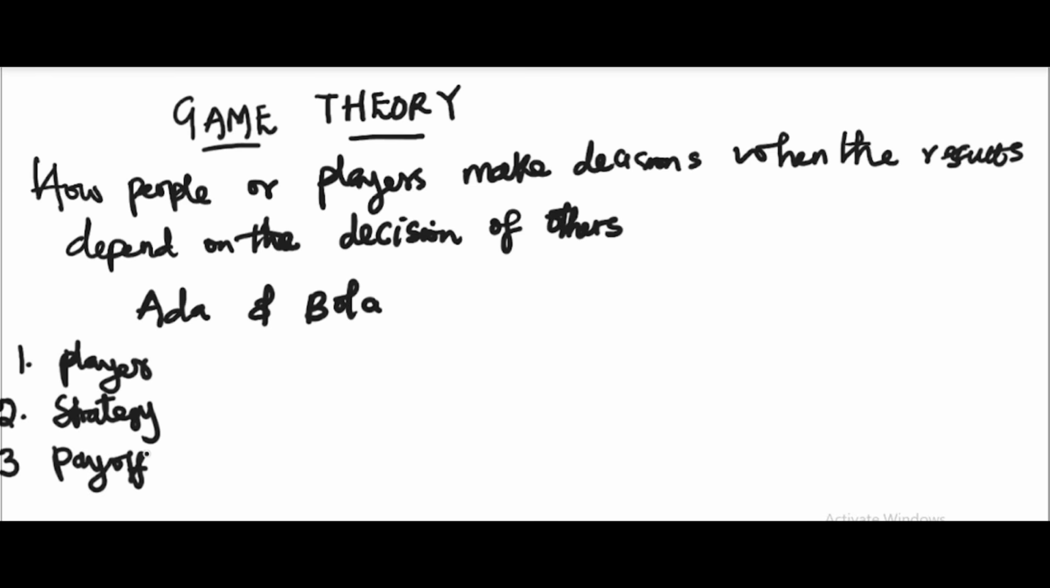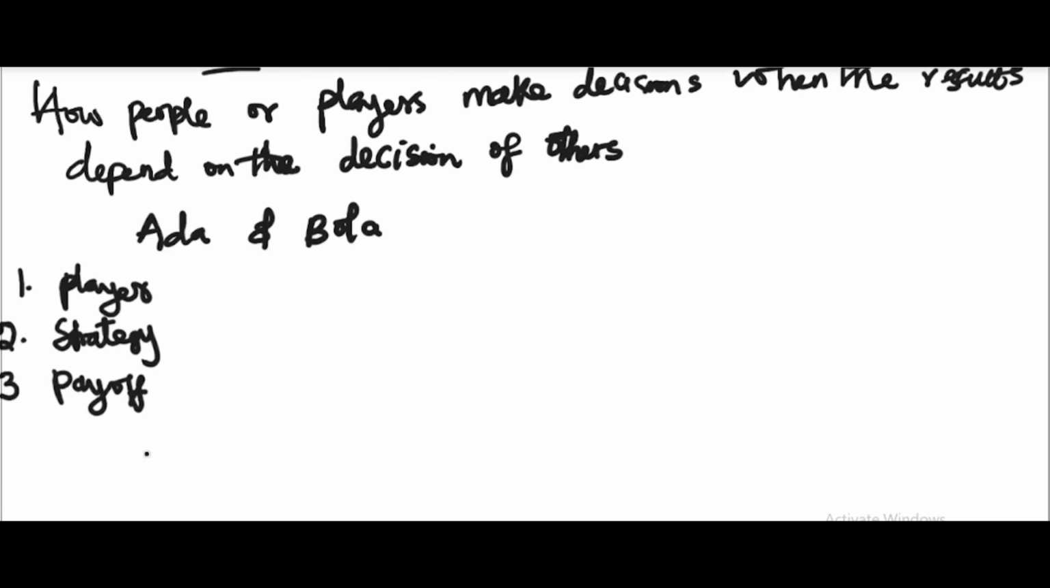To obtain this payoff, we have the next keyword, which is the payoff matrix. Before you can understand this topic, you must have understood matrices. The payoff matrix is just a table showing the possible outcomes of the players' choices. Okay, so now let's have an example.